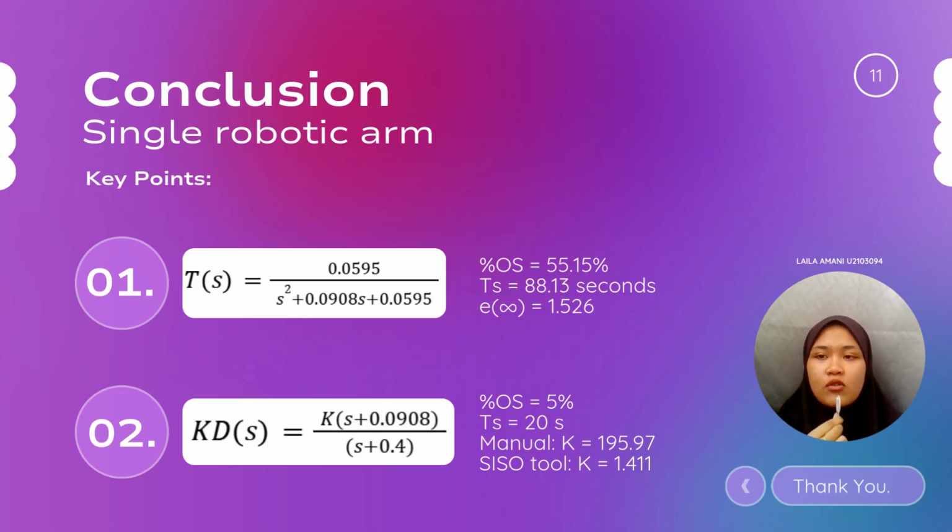In conclusion, the robotic arm control system was achieved with the system transfer function represented by T(s) and percent overshoot of 55.15%, settling time of 88.13 seconds, and steady state error of 1.526. Then, to meet the performance requirement of 5% overshoot, settling time of 20 seconds, a lead compensator was designed using manual tool with gain 195.97 and SISO tool with gain 1.411.